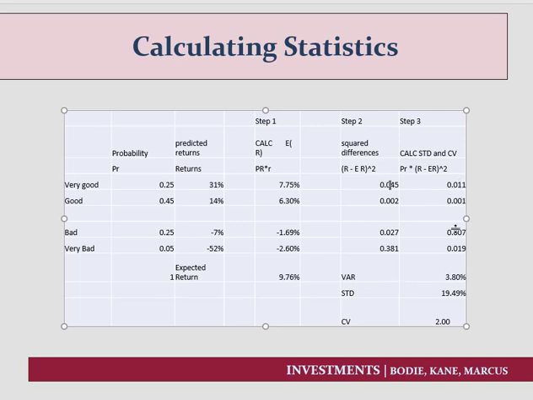Once you have this column created, you sum them up. The variance is the sum, 3.8%. Standard deviation is the square root of variance. And the coefficient of variation is the standard deviation divided by the expected return. So the math is a little complicated, not terribly, certainly very easy with a spreadsheet. It could become a little difficult doing it by hand. So let's continue on.